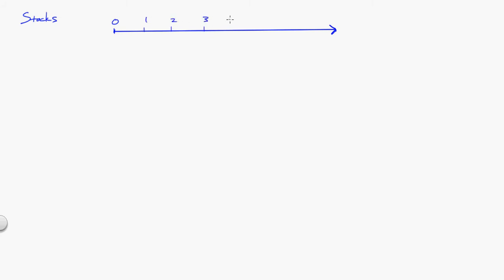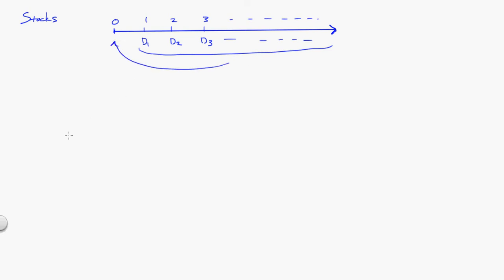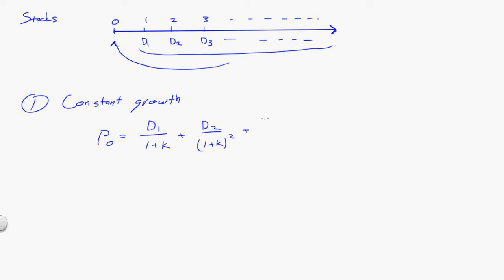You could change that assumption if you wanted to, but in 3300 we assumed it paid some dividend, D1, D2, D3, and it paid those dividends forever. And to get the price, you found the present value of all those dividends. The first model we assumed was what we call constant growth. That constant growth model means P0 is equal to D1 over 1 plus K plus D2 over 1 plus K squared plus D3 over 1 plus K cubed.